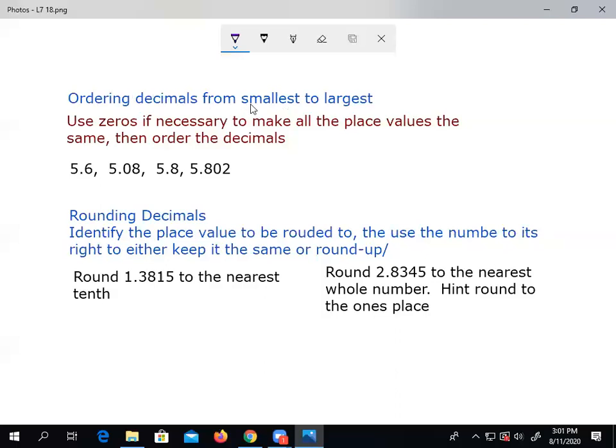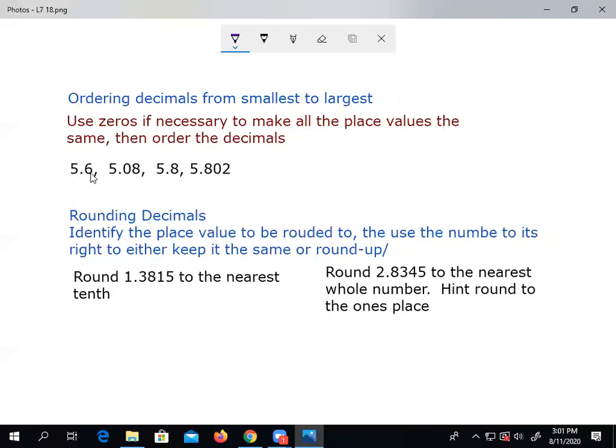So, ordering decimals from smallest to largest, just like we were trying to order integers, you had to use money concepts. Money doesn't necessarily apply to decimals because decimals sometimes go past the second decimal place. So what we do with decimal organization is use zeros if necessary to make all the place values the same, and then we order the decimals.